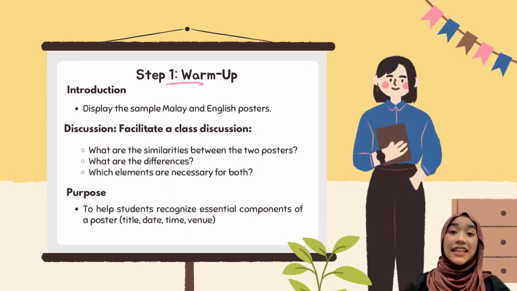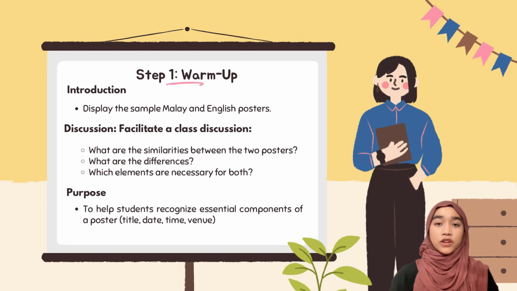Then, to make the activity more engaging, the teacher will facilitate a class discussion with questions of what are the similarities and differences between the two posters and which elements are necessary for both posters. The goal of the discussion is to make sure that students identify the key components of a poster, like the title, date, time, and venue. These brief discussions allow students to collect fundamental pieces of information that every event poster should have.